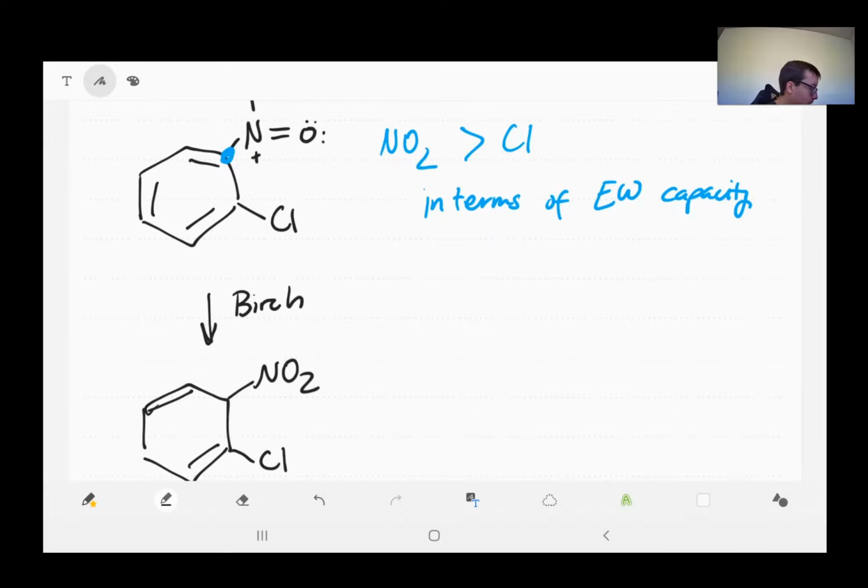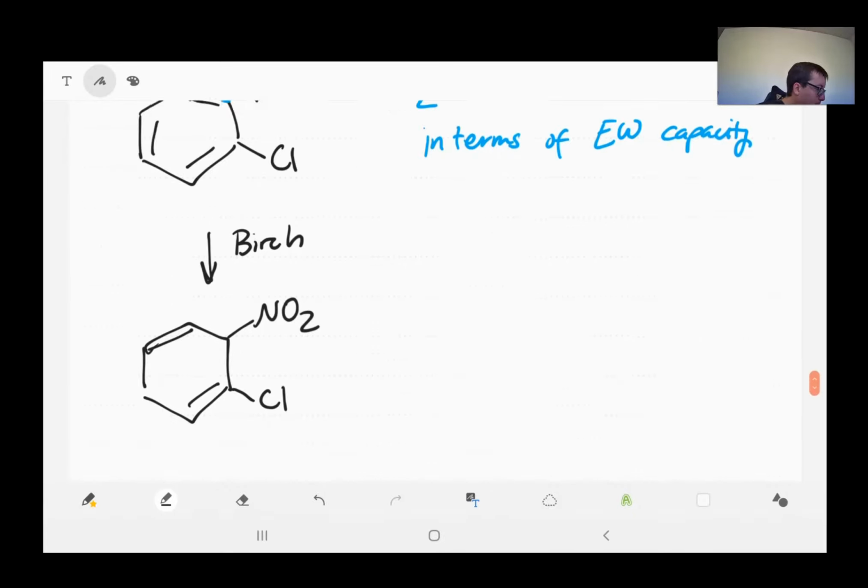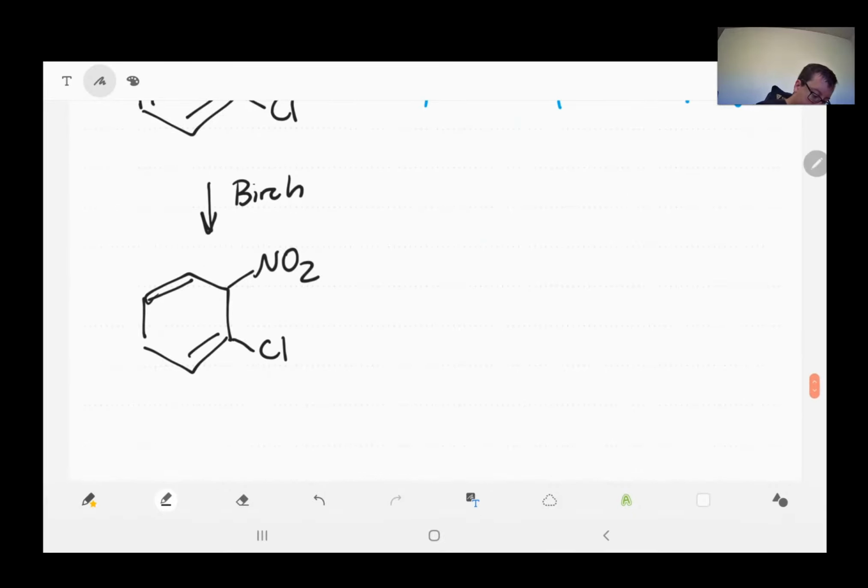Alrighty. Let me see. Do I have any other ones I'd like to do for the Birch fun stuff? Okay, why don't we do a couple of synthesis problems? Let's do this.